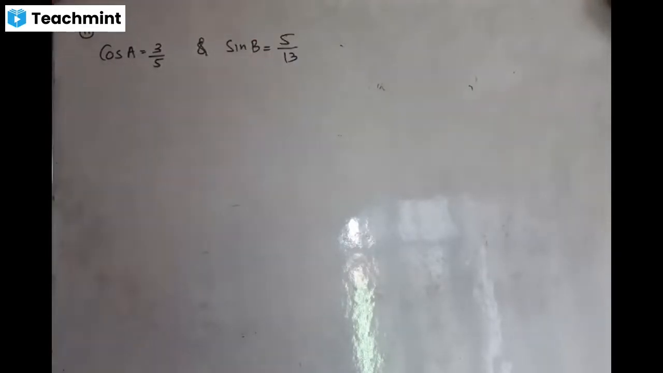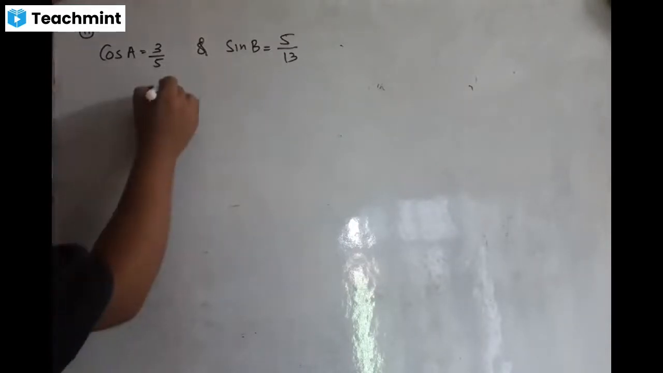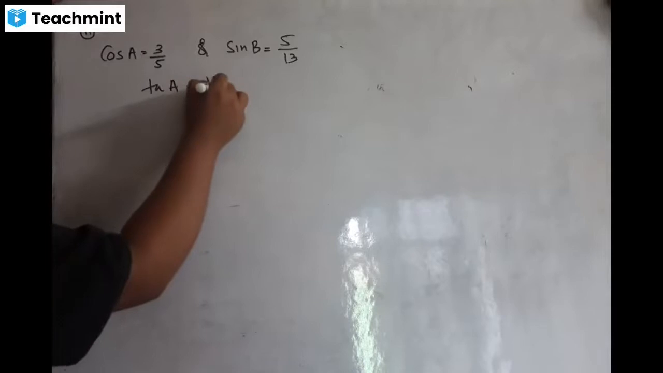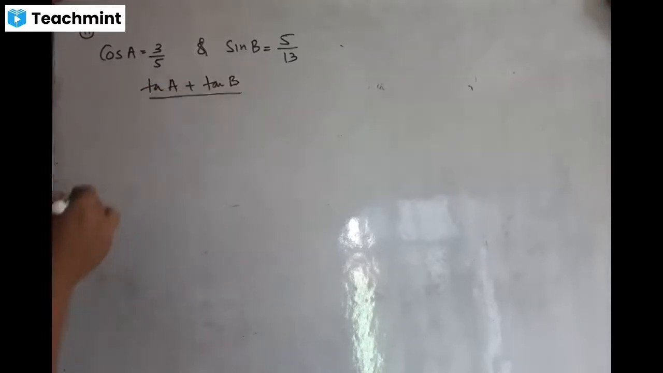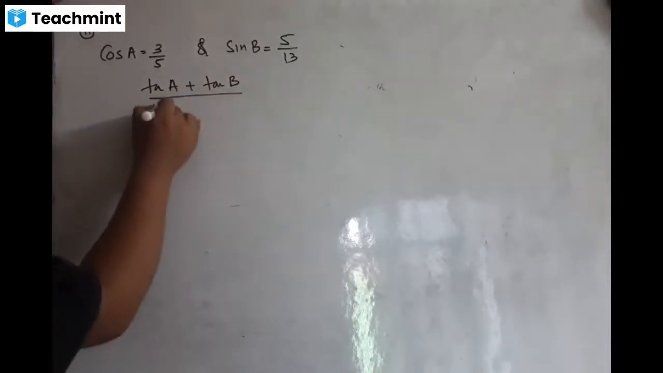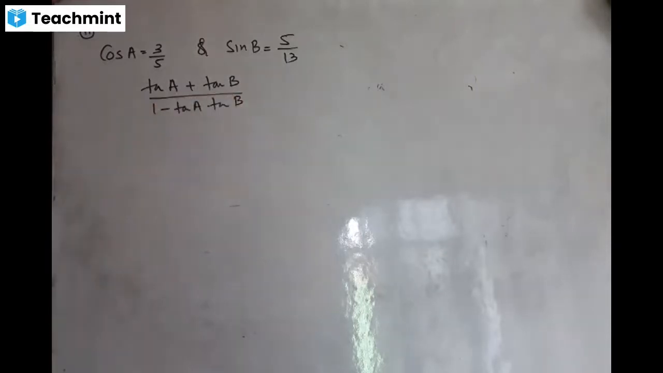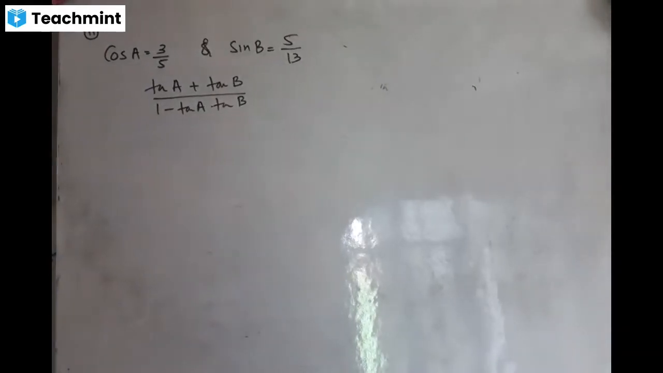From this particular chapter, you are bound to get one question of this type. Is that clear? So you have to find the value of tan A plus tan B divided by 1 minus tan A into tan B. So I'm going to teach you how to do this. Now everyone please pay attention. It's very easy. I guess some of you have already done this in class 10 only.